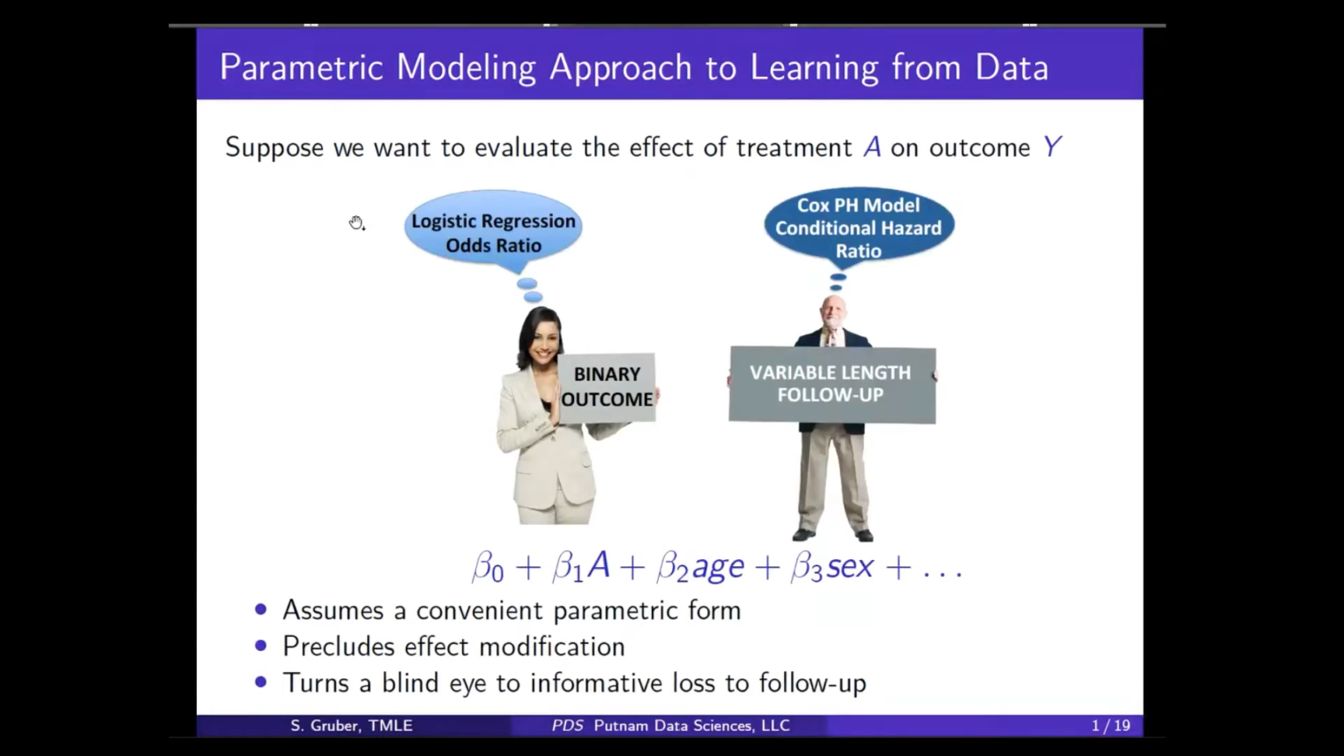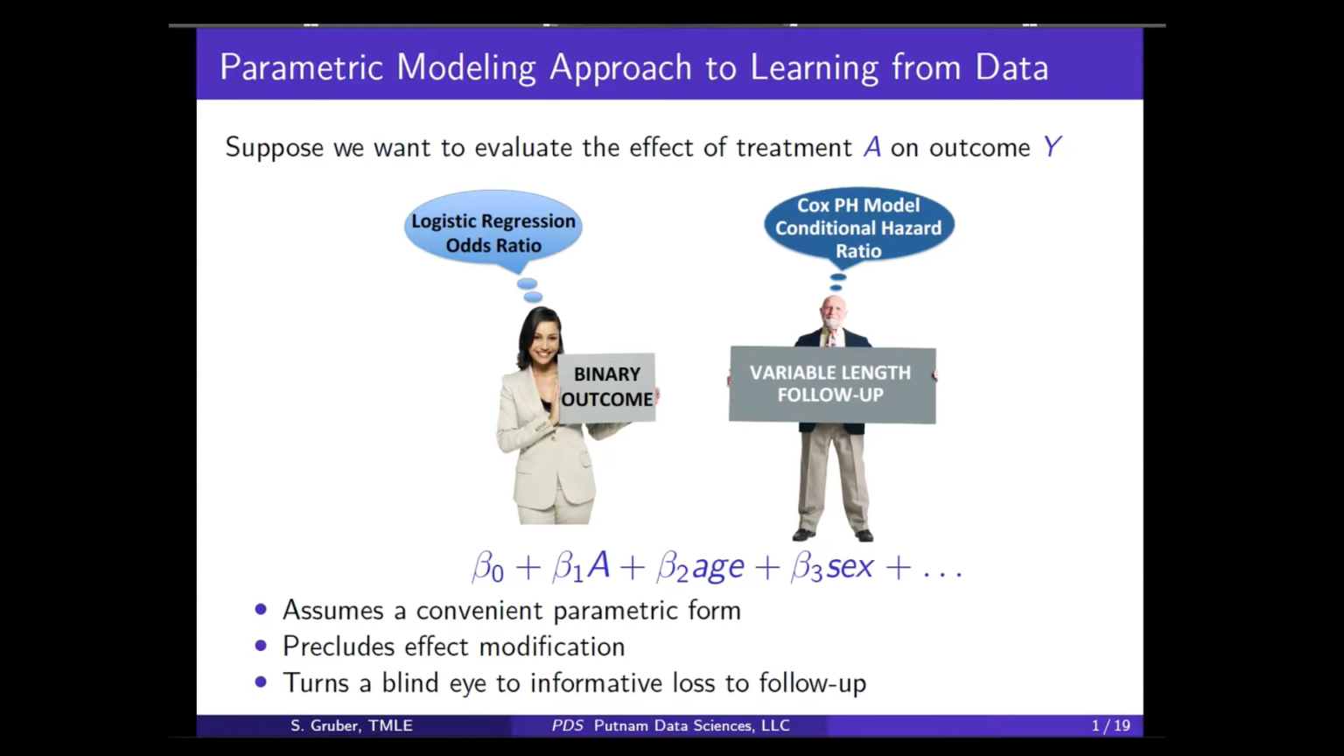And in our traditional training, we have all learned how to use a parametric modeling approach. And so suppose we want to evaluate the effect of some treatment that I'll call A on an outcome I'll call Y. Well, you can see this woman on the left says, oh, it's a binary outcome, therefore I will use logistic regression and I will estimate the odds ratio.